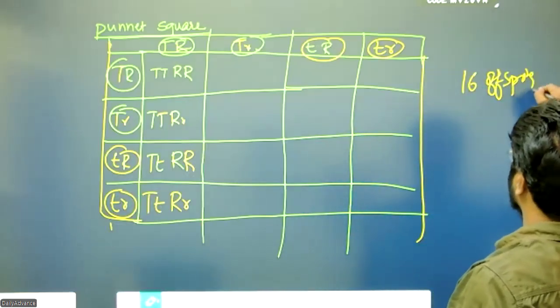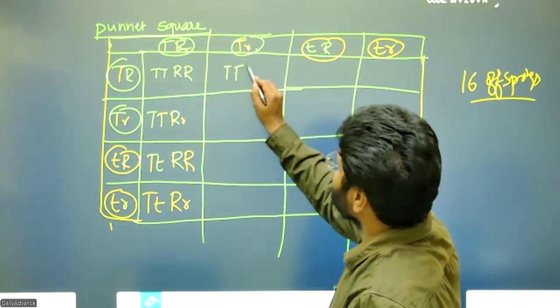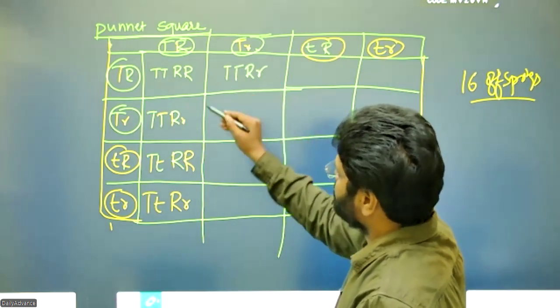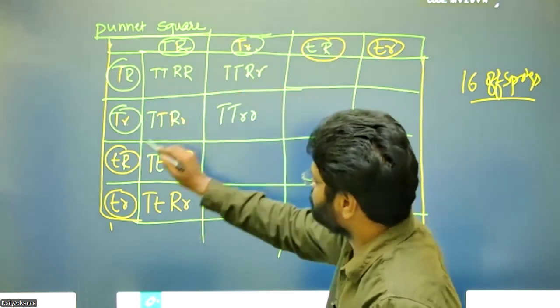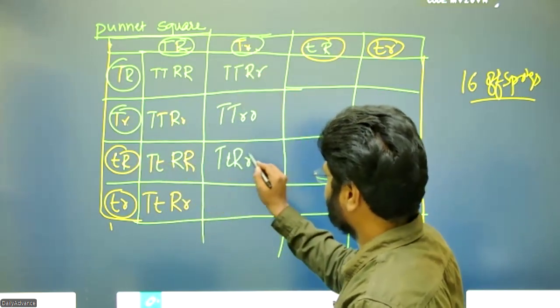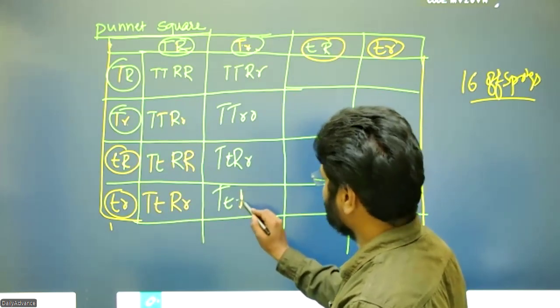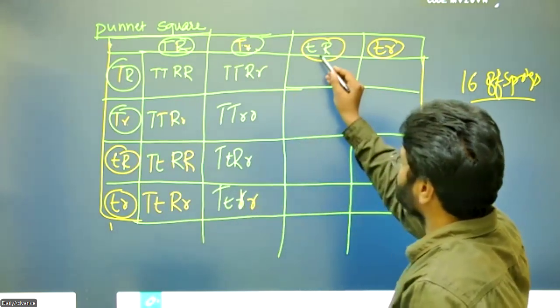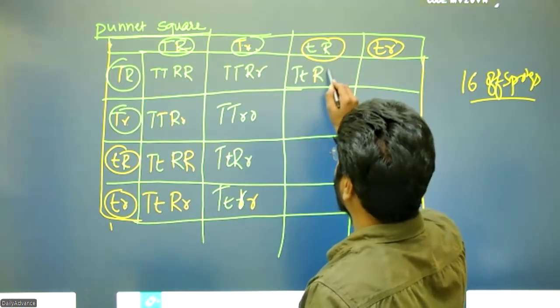16 offsprings in F2 generation. So here, capital T, capital R, small r. Capital T, small r. So this one, capital T, small r, capital R. So this one and this, capital T, small r, small r. Okay. So this one and this, capital T, small t, capital R, capital R.